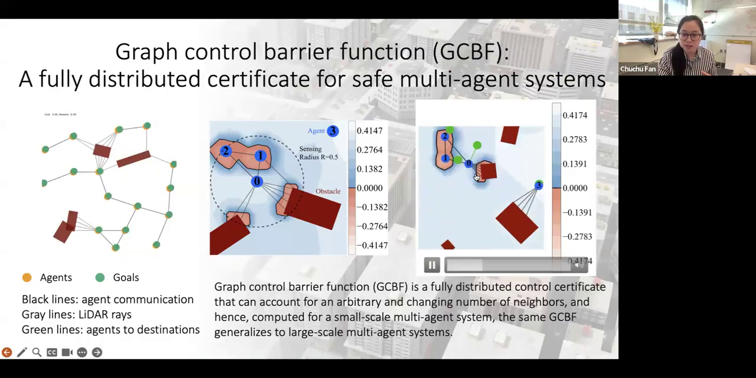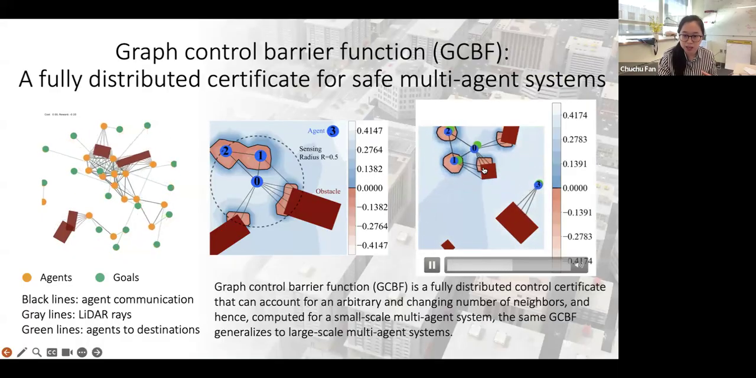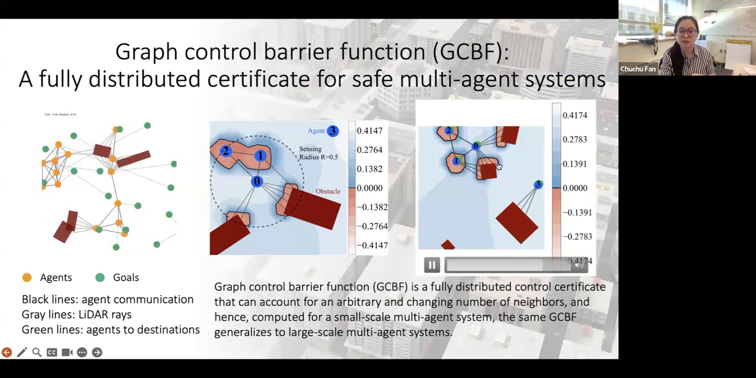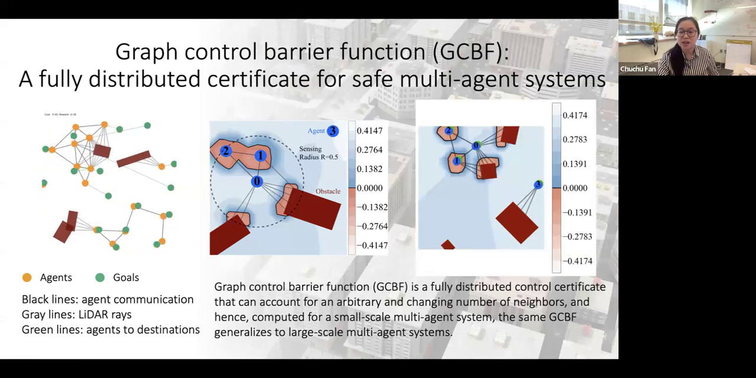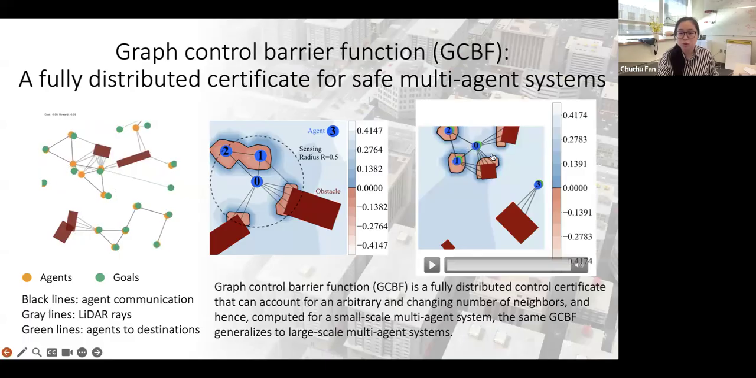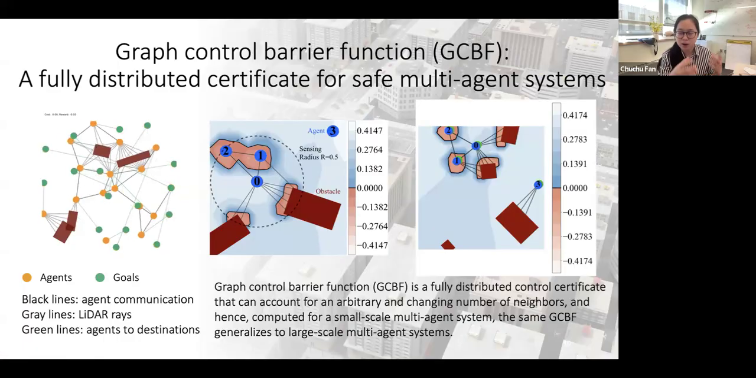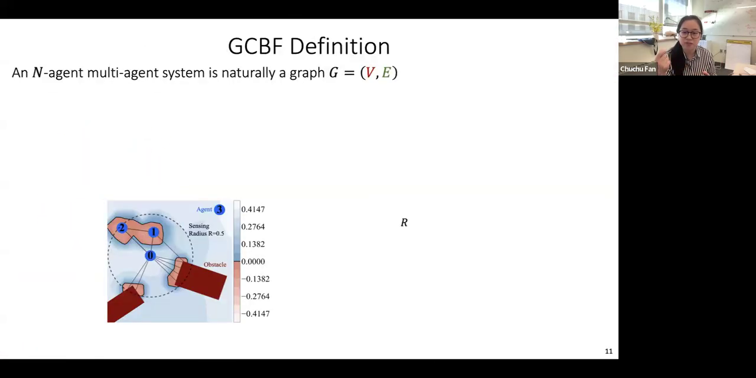When I plot this heat map, the result is the value of the barrier function, and each agent will have one to make sure they are always safe, in the sense that they stay away from the obstacles and from each other. Later I will tell you how they can also get to their goals while staying away from each other. So now, a little bit of mathematical definition.